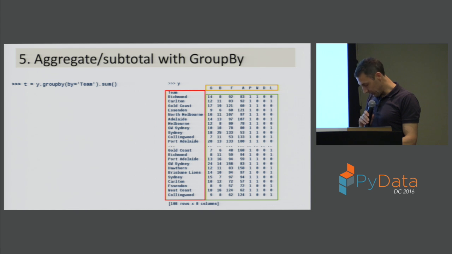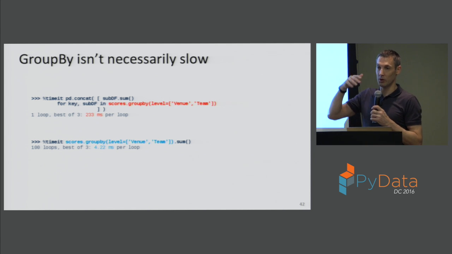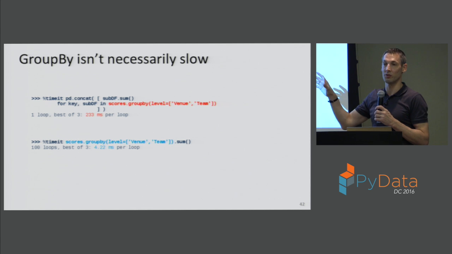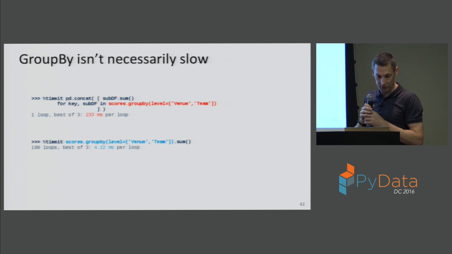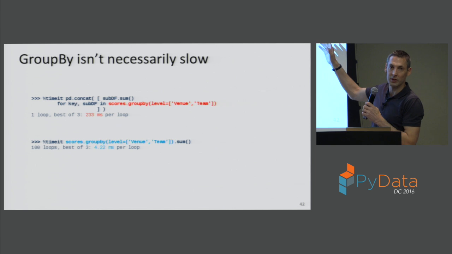So now we can aggregate things with groupby, groupby team, and do the sum. Now, in one of the examples earlier, we were doing concat with a groupby, and that was really slow. That took 0.8 seconds. Here's a similar example, with a second level added for venue to make the difference a little bit more apparent. And here this is 233 milliseconds.